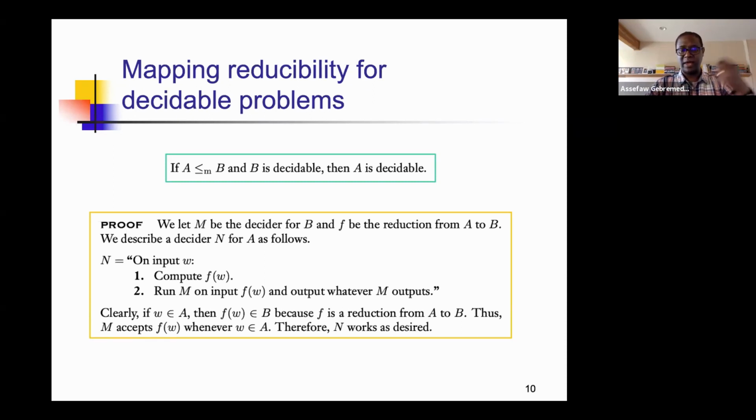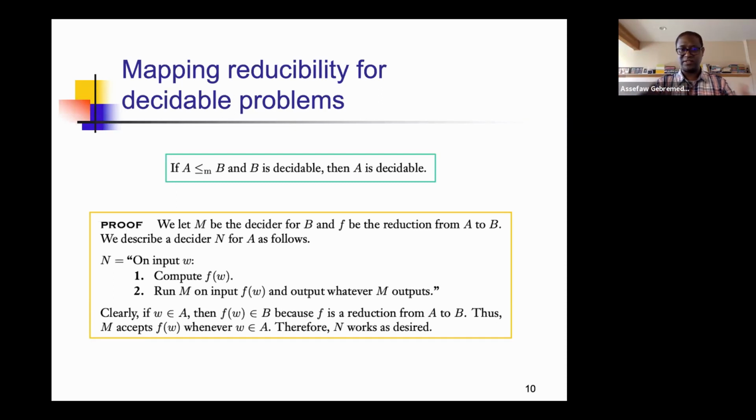So we're going to give the decider N for the original language, language A, in the following manner. N is going to run on input w, and it's going to compute the mapping reduction from A to B. It's going to compute f of w, and then the second step will be to run M on the input f of w. Now we have a decider for B, and so we're going to run that M, which is a decider for B, because now we have computed this function, and we will output whatever M outputs.